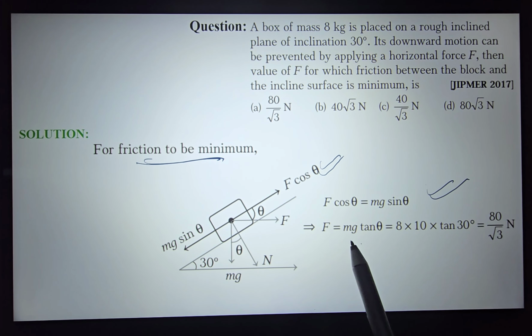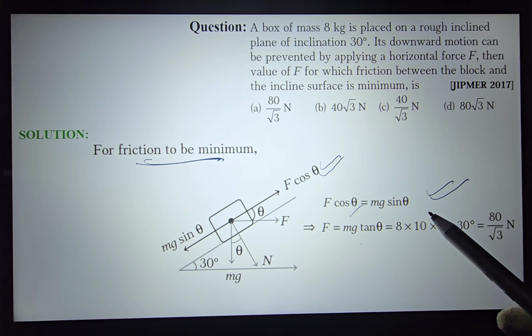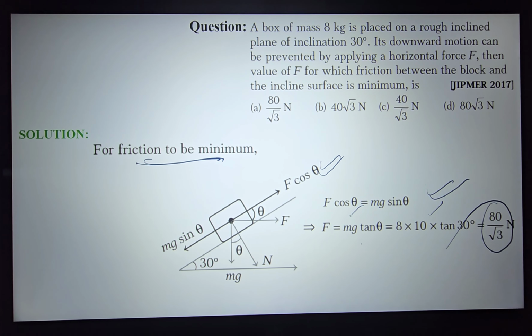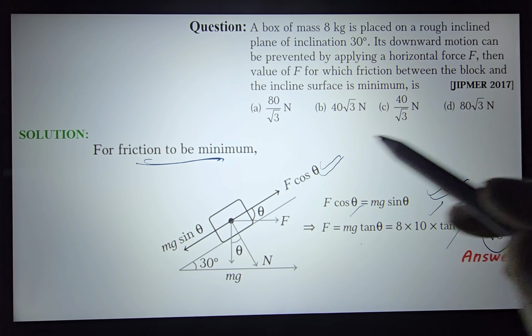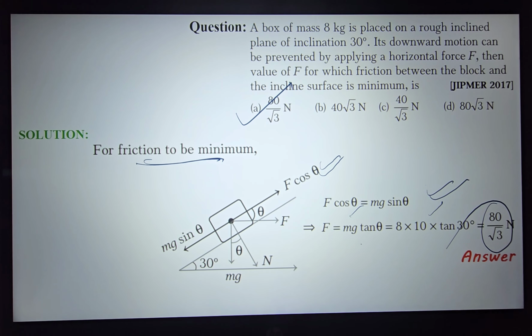Here 8 kg mass is there, and the value of g is 10, and tan 30. So that gives me 80 upon root 3. So the final answer is 80 upon root 3, this option is correct. Option A is correct, right?